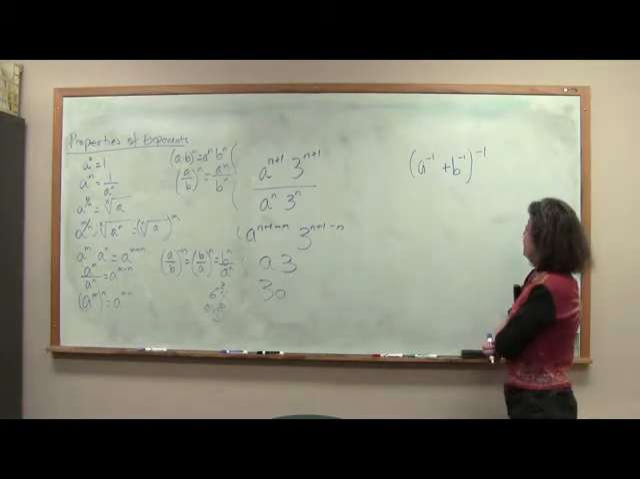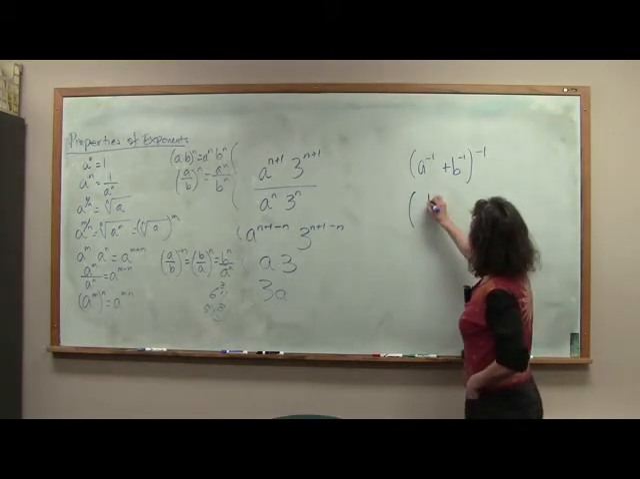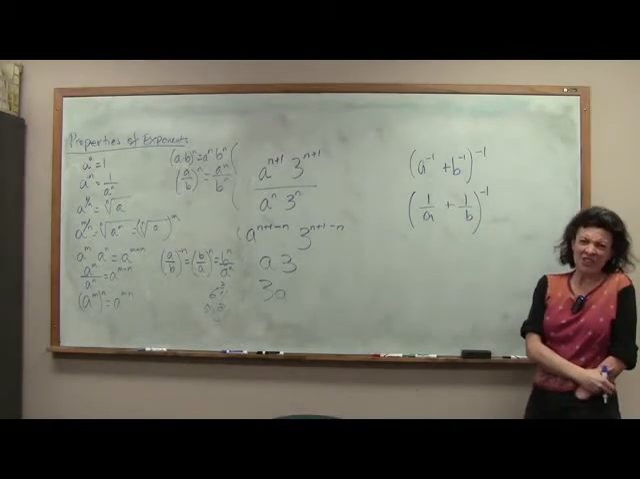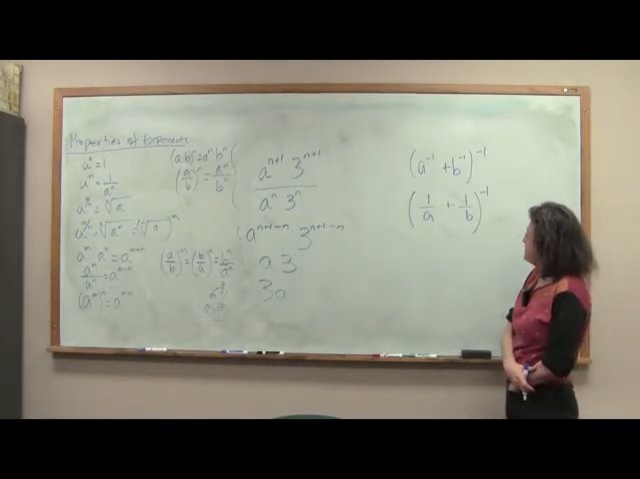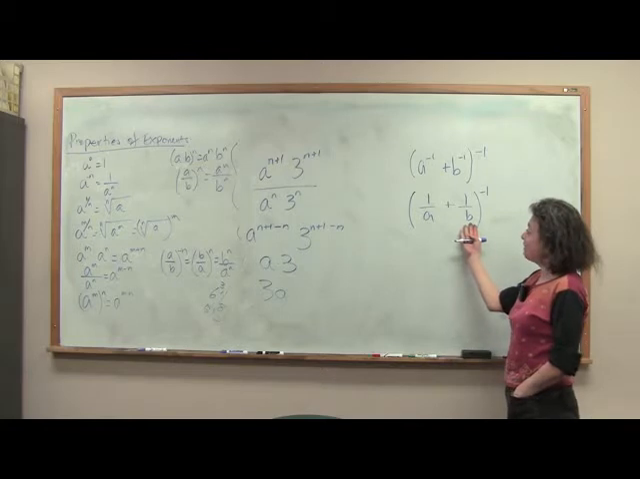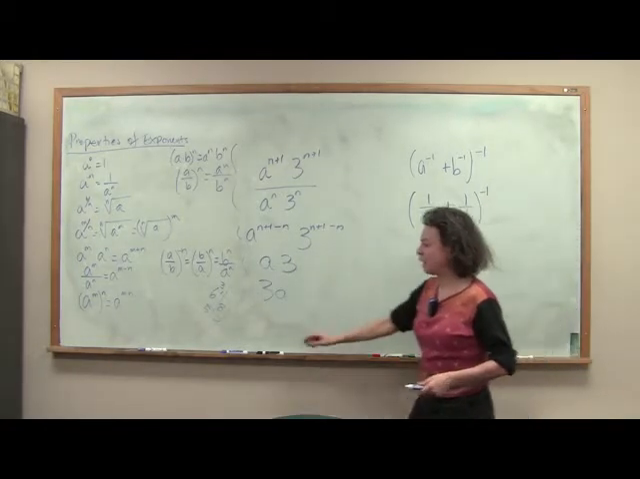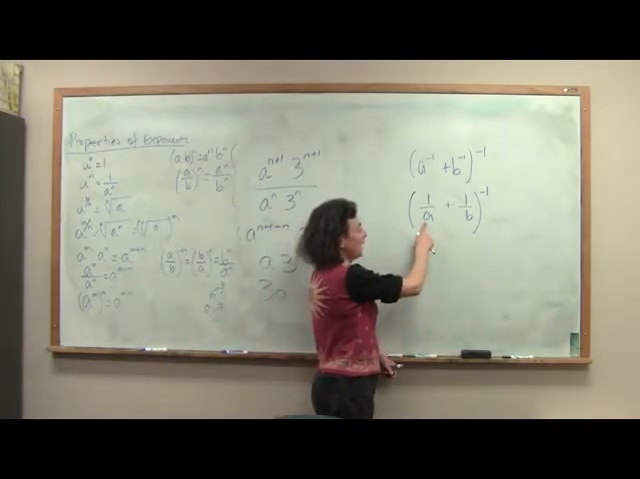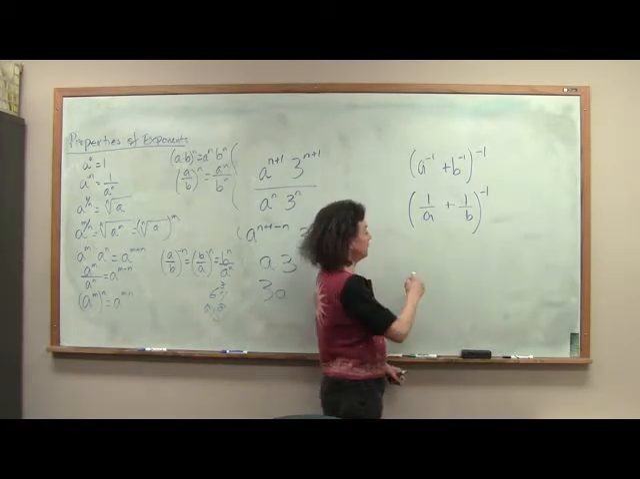So, there's a couple different ways we could look at this. Okay, one way we could look at this is that's 1 over a plus 1 over b to the negative first. I usually like to simplify what's in my parentheses. All right, well, look, I've got two fractions. What do you do with two fractions? You get a common denominator. What would the common denominator be here?